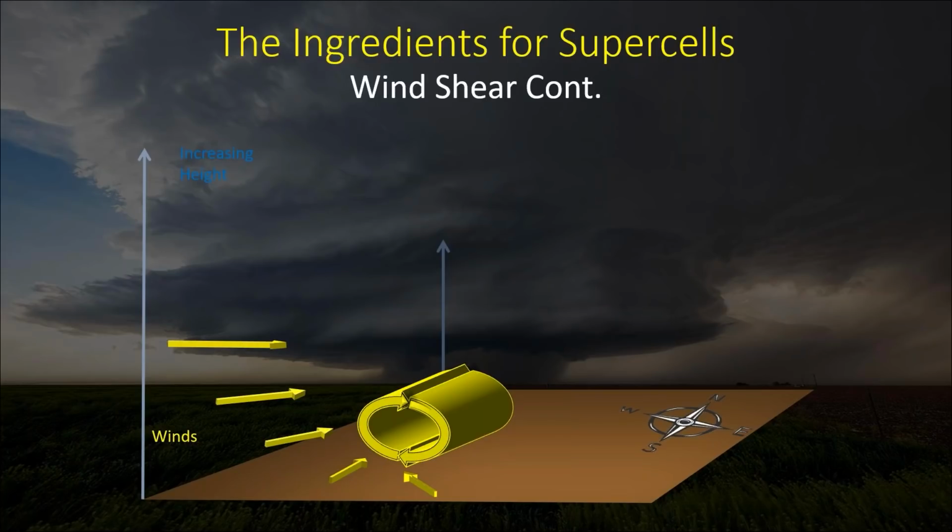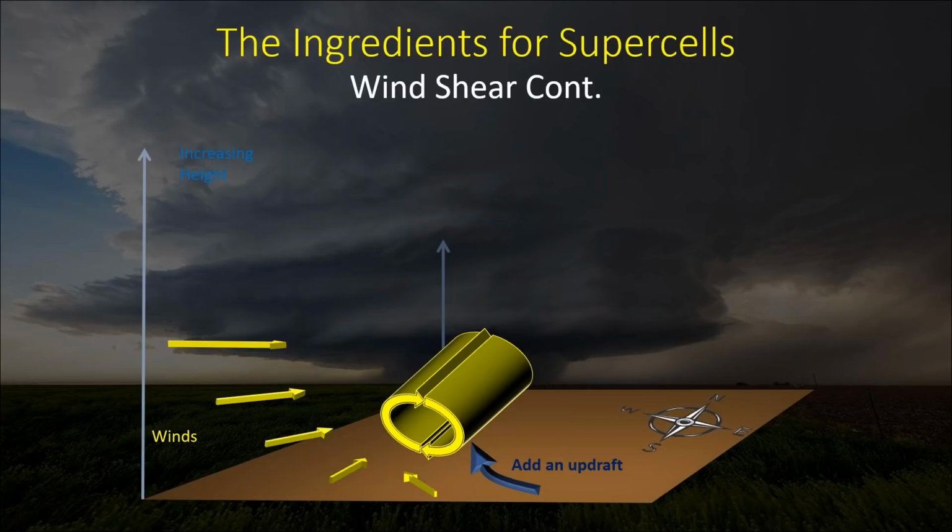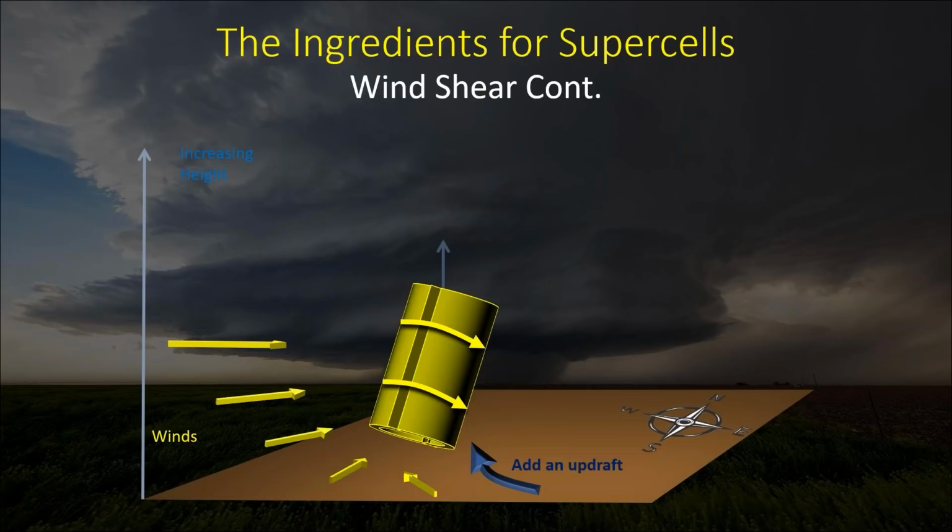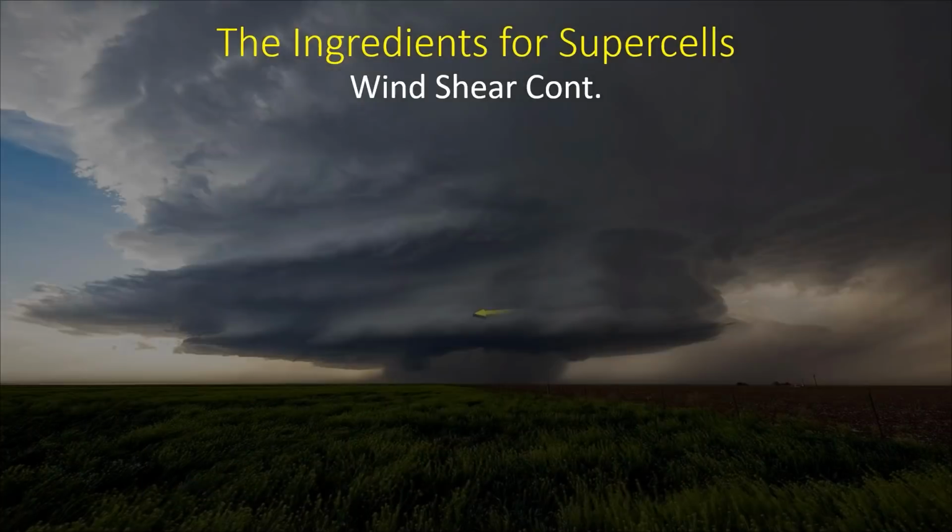And this type of pattern actually leads to these horizontal rolls basically along the surface. And so if you can get an updraft to form over top of that, this kind of horizontal rotation can then be tilted vertically. And so then you have rotation in the vertical. And so this is kind of how supercells can start to form. Basically, this is the formation process for a tornado.